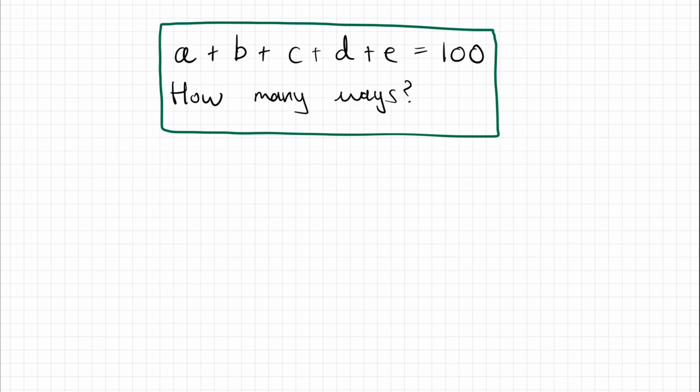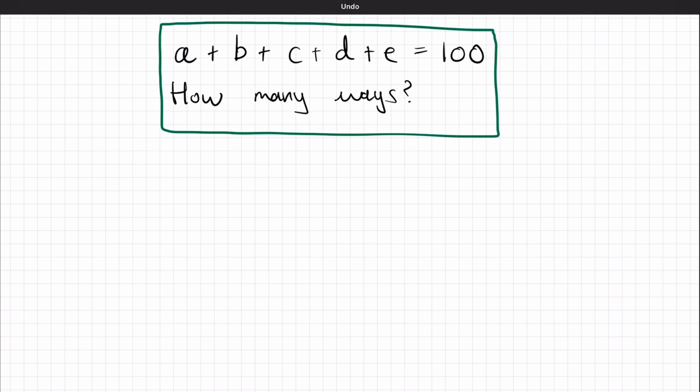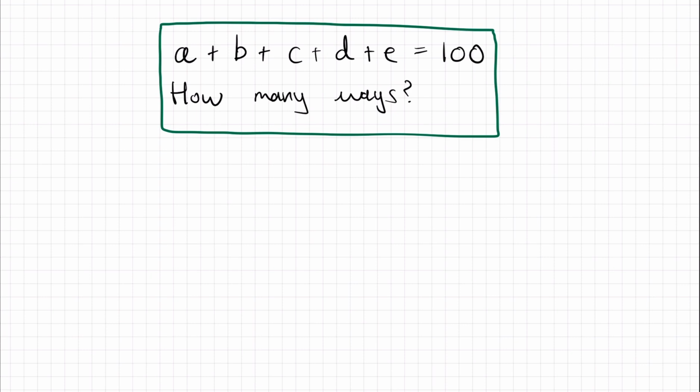So obviously when you first see this question, it's a bit weird, like how would you possibly do this? You can think of loads of solutions, obviously. Maybe one solution could be they all equal 20, so I'll just write A, B, C, D, E is all equal to 20. Maybe that's one solution, and yeah, that would work.